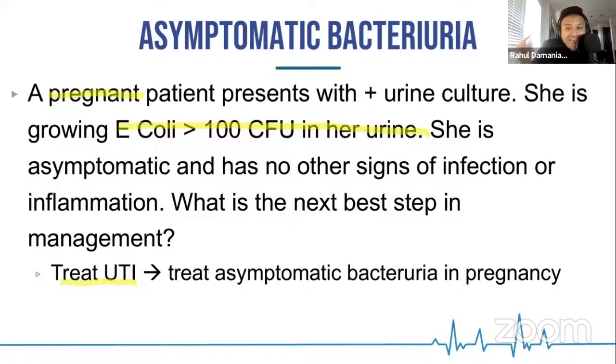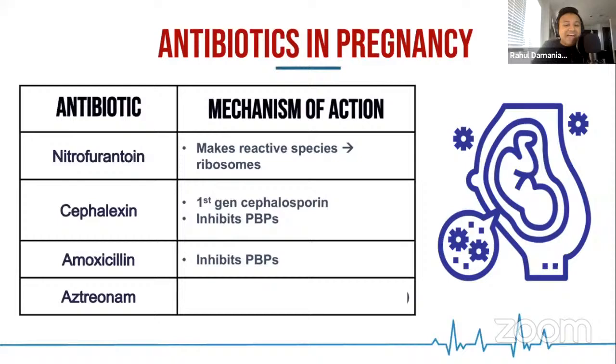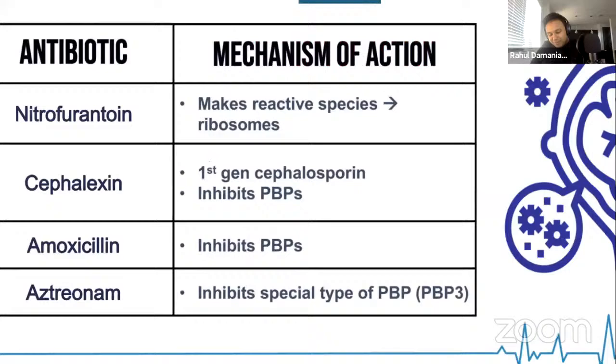So here are the antibiotics you got to know in pregnancy and the mechanism of action. Nitrofurantoin causes reactive oxygen species, just like metronidazole. Cephalexin, just so that you're paying attention, what generation of cephalosporin is cephalexin? Go ahead and put that in the chat. People are going nuts. Here we go. We got it. That's going to be first generation cephalosporin. Then amoxicillin, and aztreonam, which actually inhibits a special type of penicillin binding protein, which is penicillin binding protein 3.